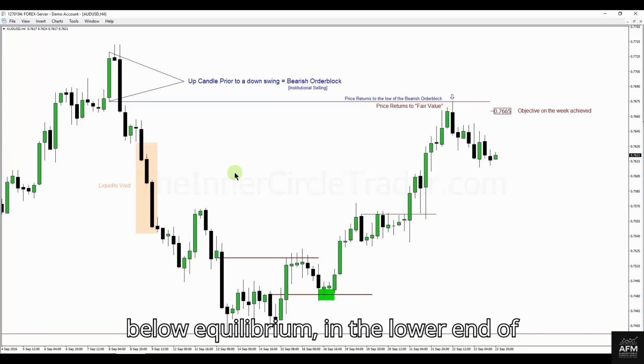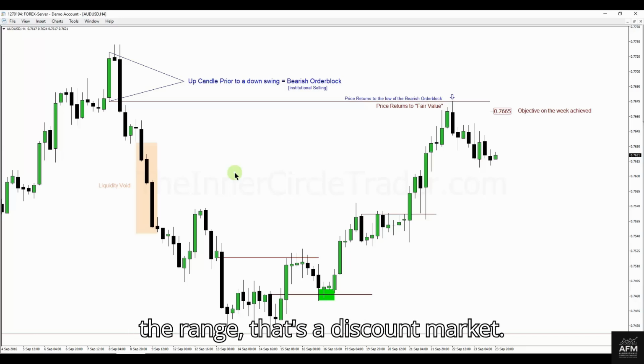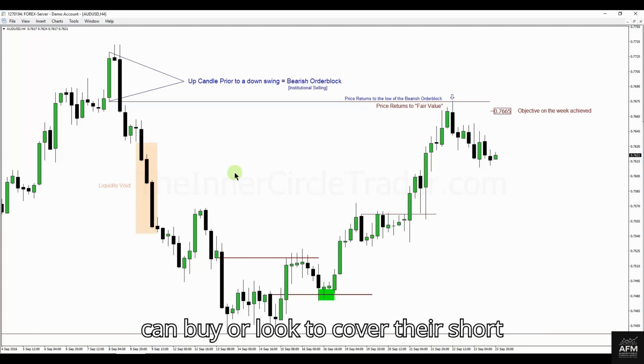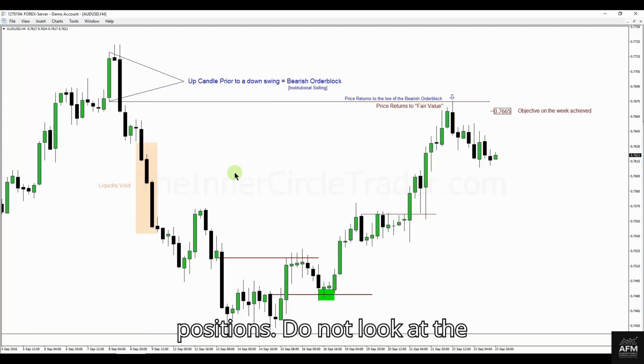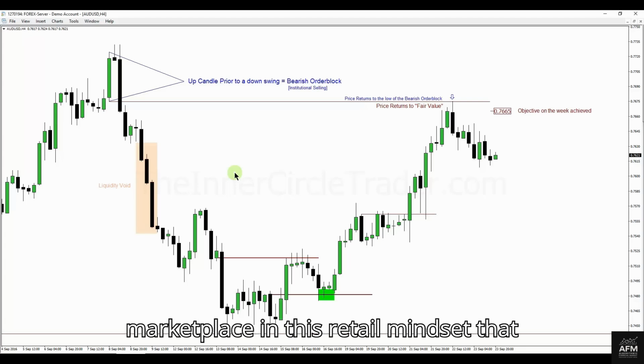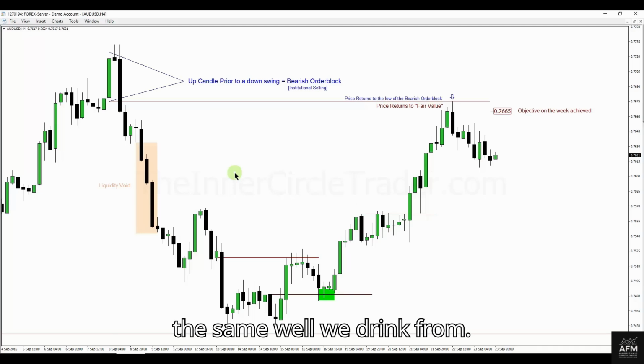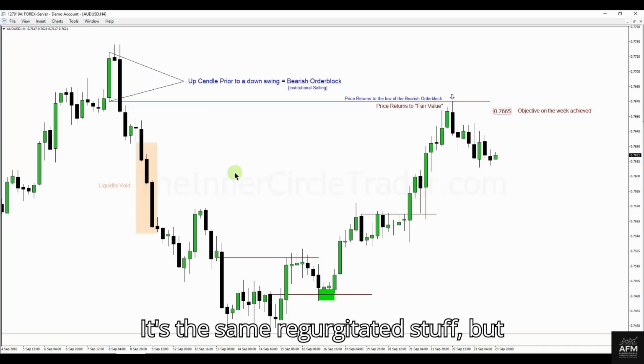Below equilibrium in the lower ends of the range, that's a discount market. That's an area at which the market makers can buy or look to cover their short positions. Do not look at the marketplace in this retail mindset that we're all trained to do. We have the same well we drink from. It's the same regurgitated stuff, but it's wrong.